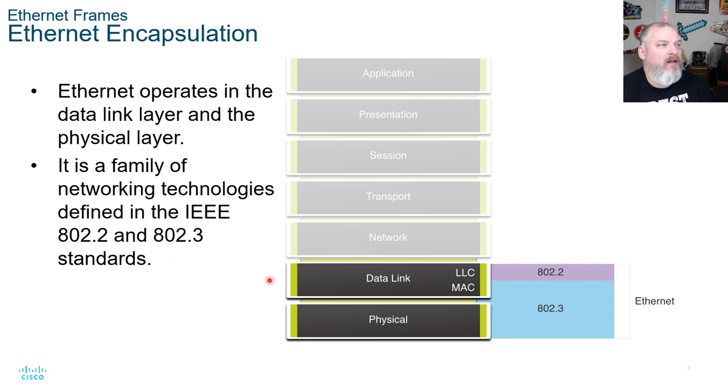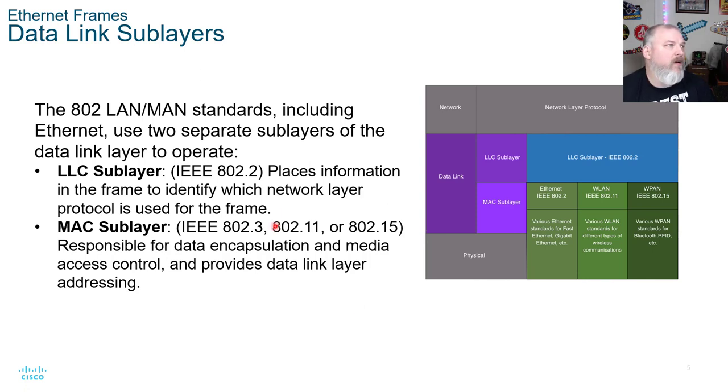So now we're talking about layer 1 and layer 2, the OSI model. Layer 1 is the physical layer, and layer 2 is our data link layer. 802.3 governs the physical layer and part of the data link layer, which is the MAC, and the 802.2 governs the LLC. Now, when we talk about the data link sublayers, the 802 LAN/MAN standards, including Ethernet, use two separate sublayers of the data link layer to operate.